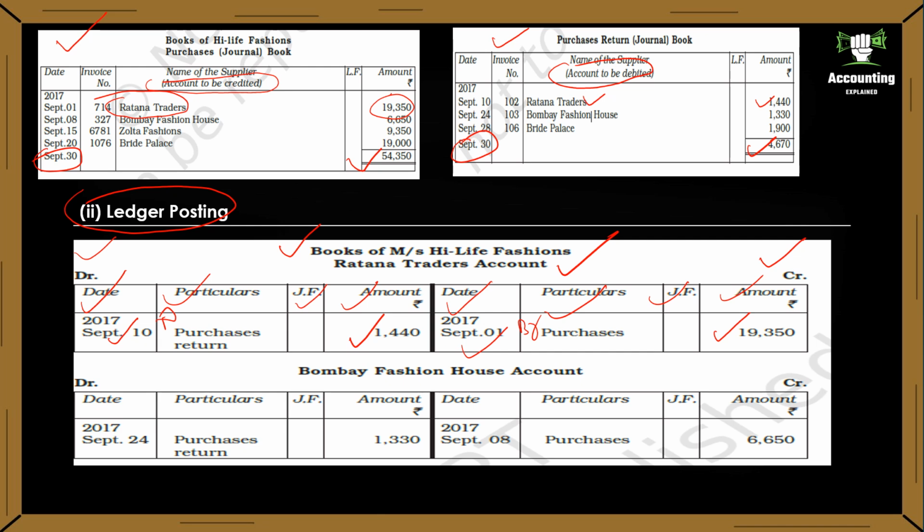Next, Bombay Fashion House. See, Bombay Fashion House is there in the purchases journal book. So write Bombay Fashion House. Account to be credited: September 8, 2017, by purchases 6,650. See whether there is a return. Yes, on September 24 there is a return from Bombay Fashion House for 1,330. So the account to be debited is purchase return. On September 24, 2017, to purchase return, the amount is 1,330.